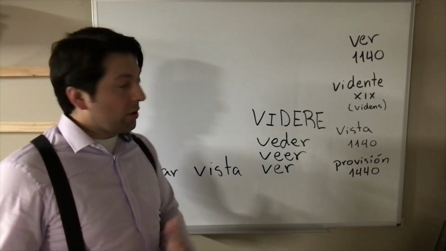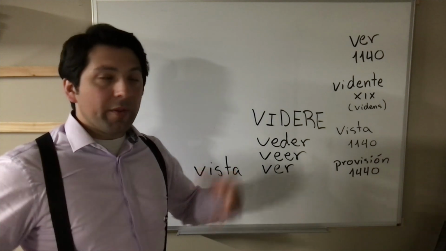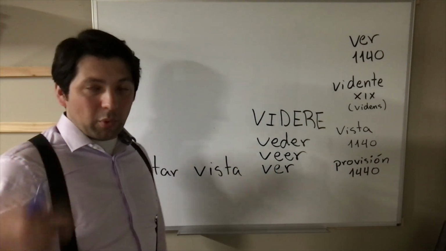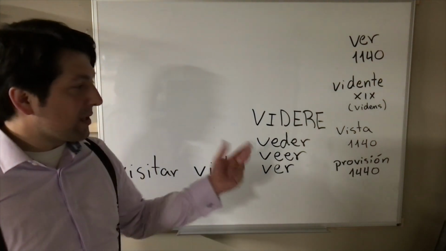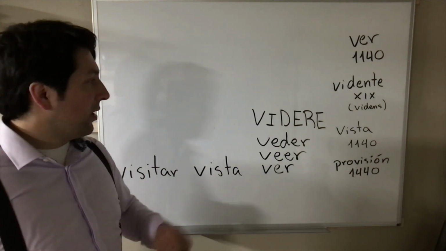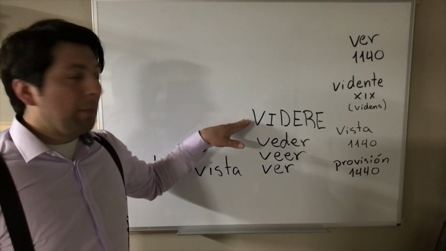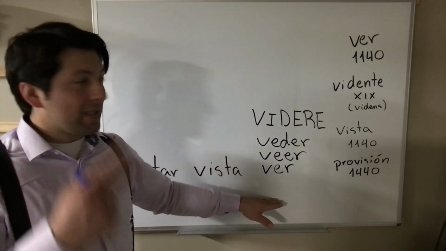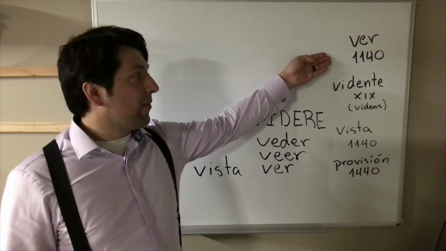And you can go ahead and write in the comments all the other words that you think are related, and more than likely you are probably going to be right. Just change some suffixes and prefixes and you will find the relationship with words. So again, videre gave ver, which is to see, around 1140.